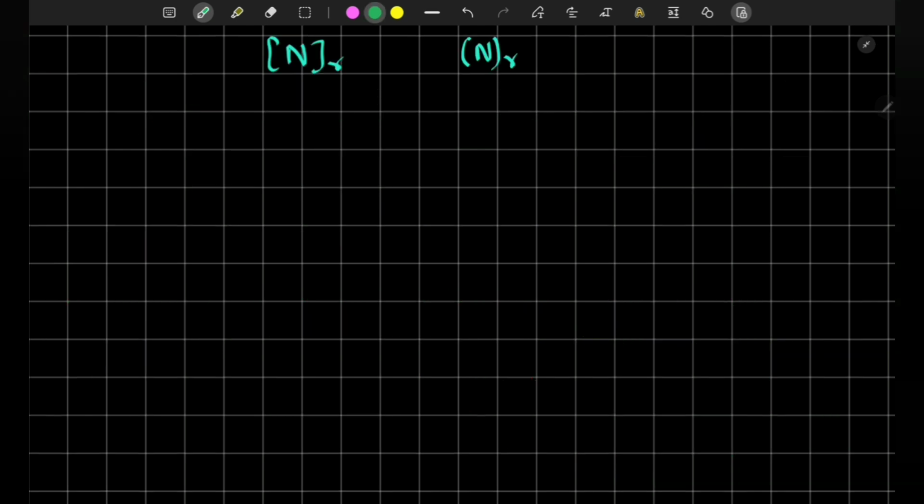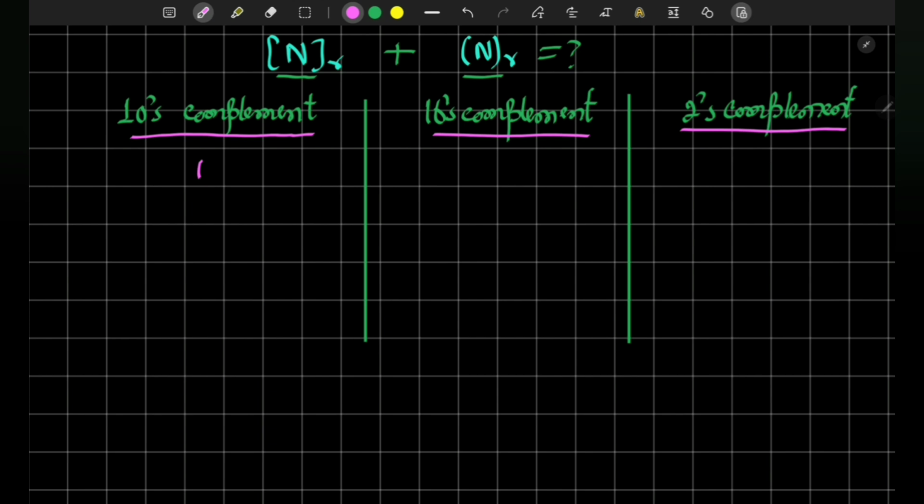To have a fundamental understanding of r's complement, let us observe the relationship between the r's complement of a number and the number itself. For this, we will observe the addition of the r's complement of a number and the number itself. Let us add 13 and its 10's complement in the decimal number system, 13 and its 16's complement in base 16, and 1101 and its 2's complement in base 2.